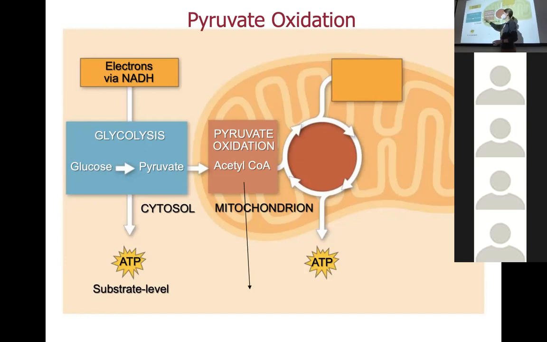In pyruvate oxidation, that pyruvate that we made in glycolysis is going to turn into something called acetyl-CoA, and I'll show you what that looks like. And then that acetyl-CoA is going to go into the Krebs cycle. So this diagram is a nice flow chart, even though there's a lot going on. It shows you what molecules, the really important molecules, are going into which step, the beginning and the end of each of these steps.